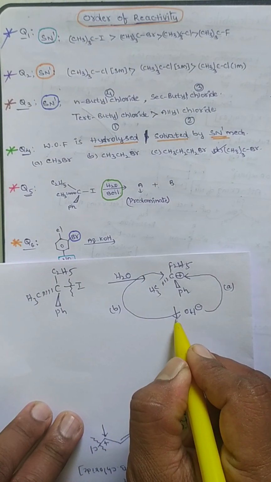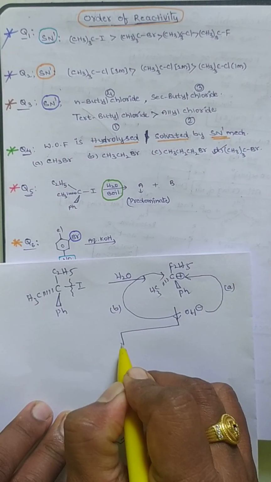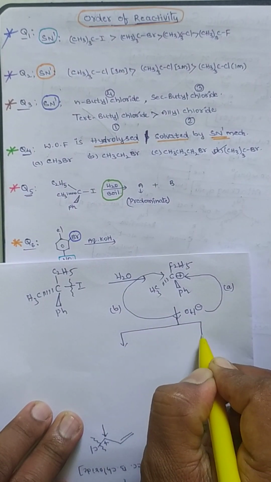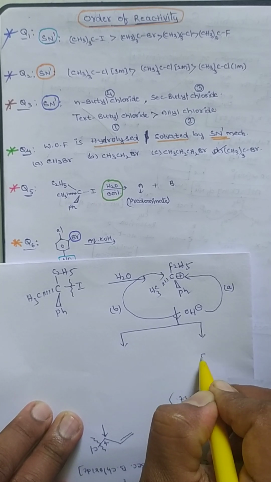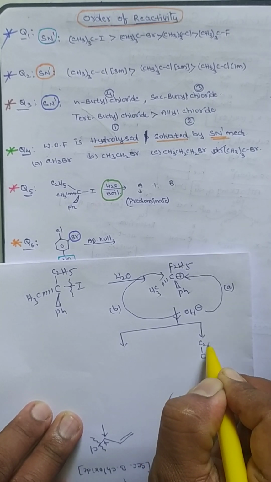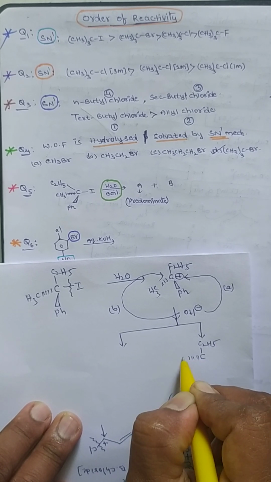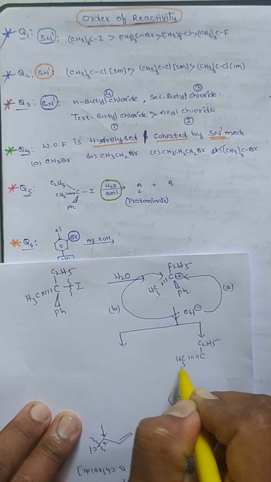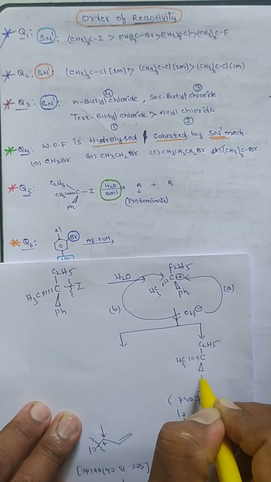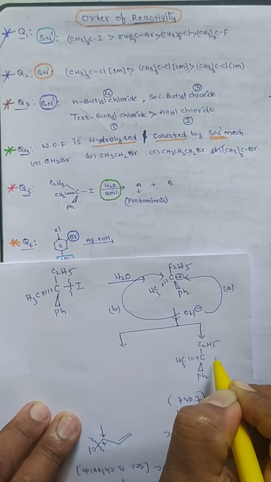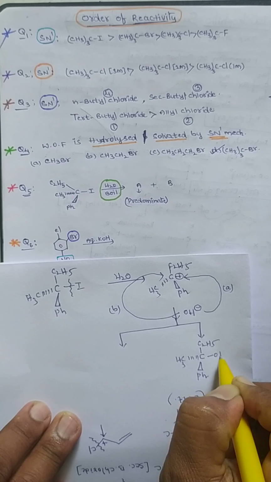Now suppose the nucleophile is attacking from the front side, then what are we going to get? Here we are going to get C2H5, with CH3 which is present below the plane, and phenyl which is present above the plane. Then here we are going to get OH.